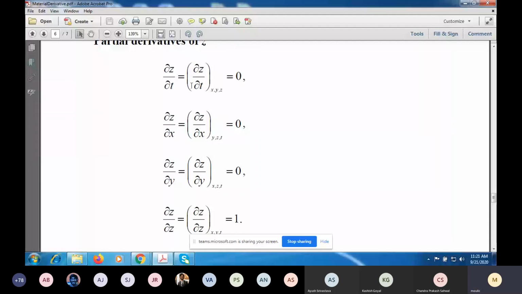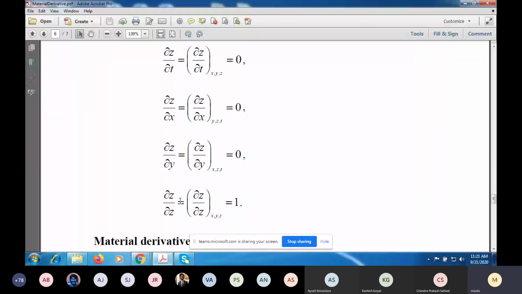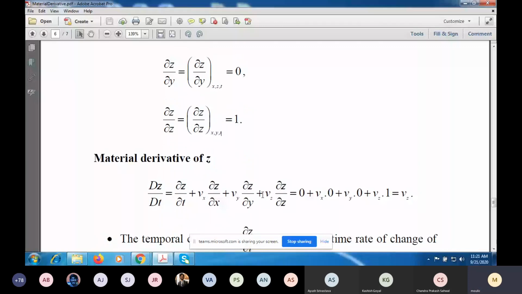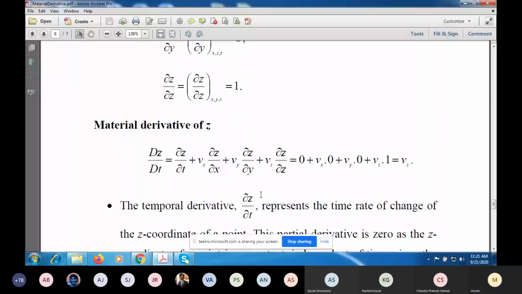If you look at ∂z/∂t, you have a z over here. If you look at ∂z/∂x, you have a z over here, which is kept fixed. And if you look at ∂z/∂y, you have a z over here, kept fixed. But if you look at ∂z/∂z, there's no z here; what you have here is x, y, and t. And once again, the material derivative of z will be Vz.